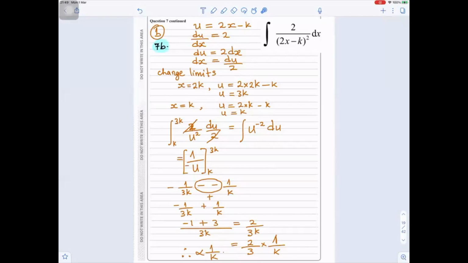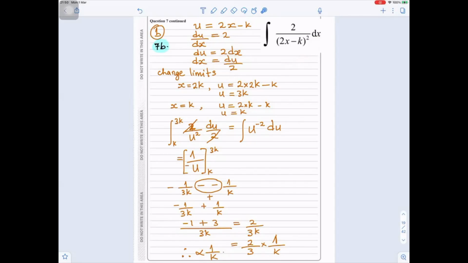For part B, we use u equals 2x minus k, so we substitute whatever is in the bracket there. So we find du over dx. When you differentiate 2x, you get 2. k is just a number. You differentiate k, you get 0. Now we want to make dx the subject because we want to replace the x. So take 2 to the left. It becomes dx is du over 2. So we will replace dx with du over 2.